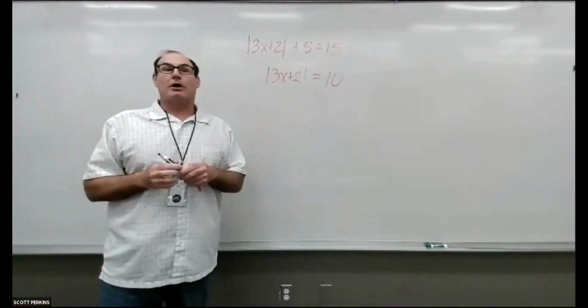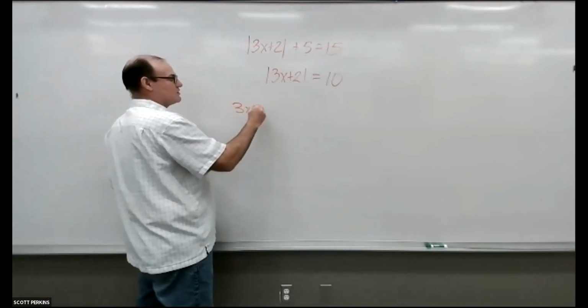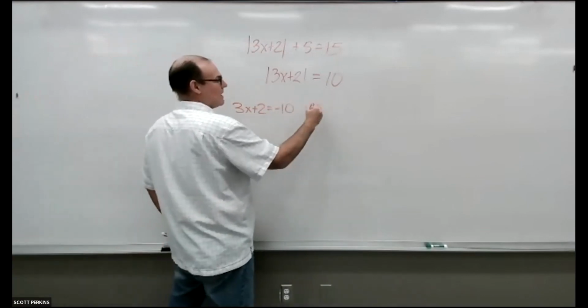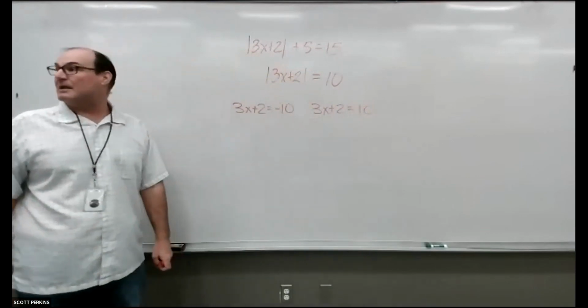Check your work with my work. You might not be finished. So the first equation is 3x plus 2 is equal to negative 10. 3x plus 2 equals positive 10, or vice versa. The order, again, is unimportant.